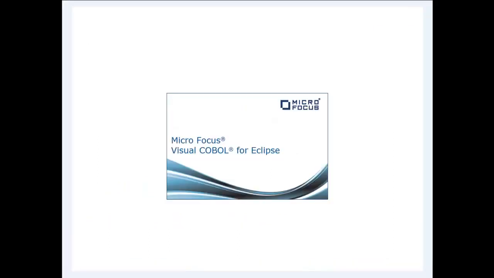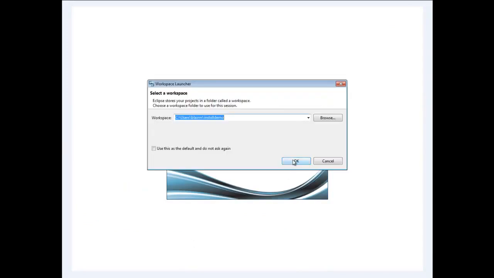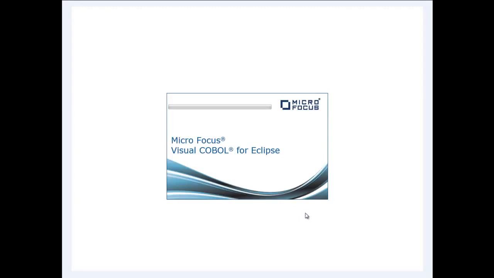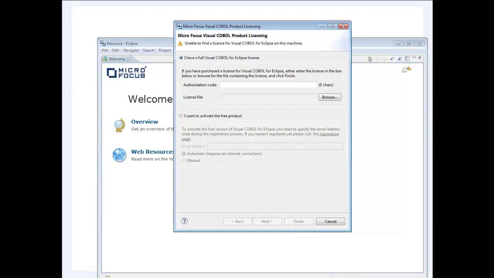Let's take a look at the process to install a license and authorize the product through the IDE. Let's start Visual COBOL for Eclipse. When you start the IDE without a license installed, the product automatically displays the dialog to license the product.